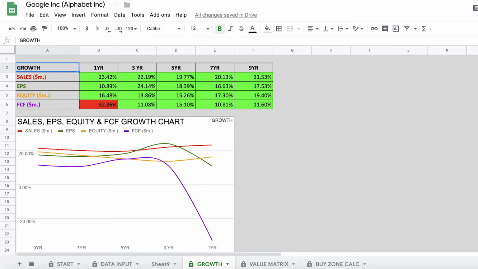As you can see, Google's business has been growing at an exceptional rate. Their sales have been growing at 20 to 23%. Earnings per share has been growing between 10 and 18%. Equity has been hovering around that 15 to 20% range. And free cash flow has been pretty consistently growing at about 10 to 15% besides the latest year.